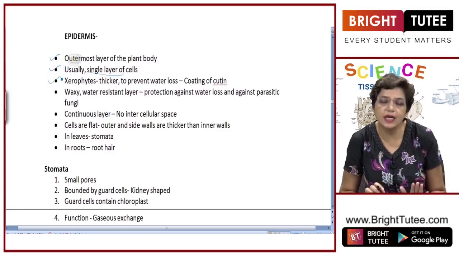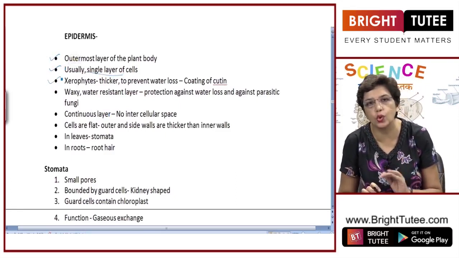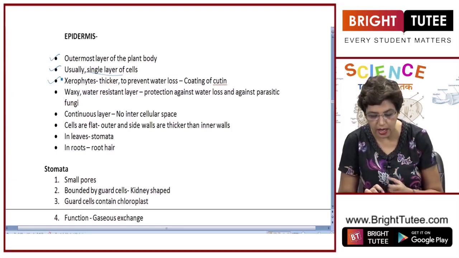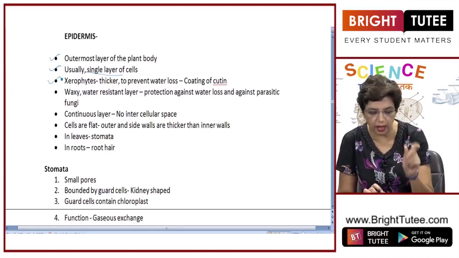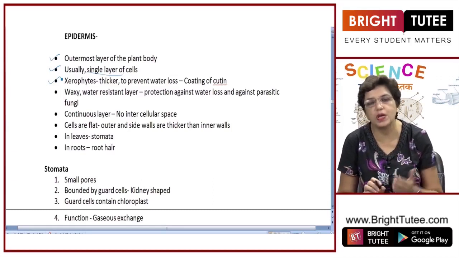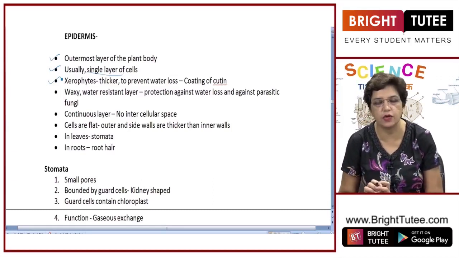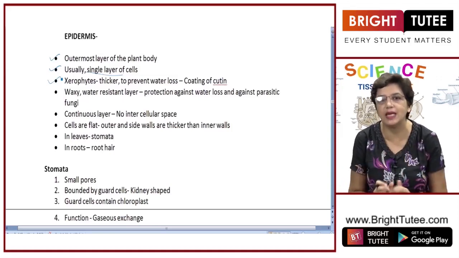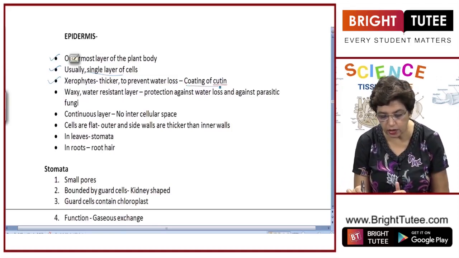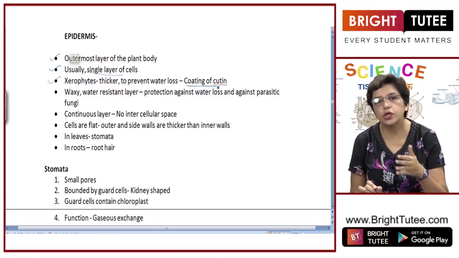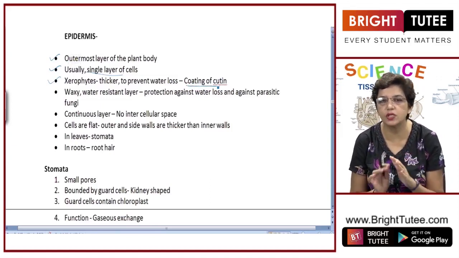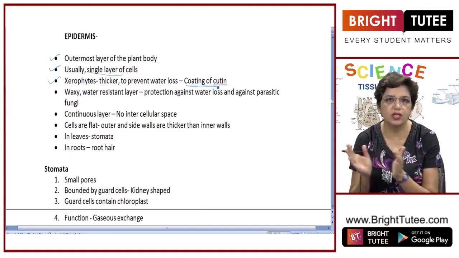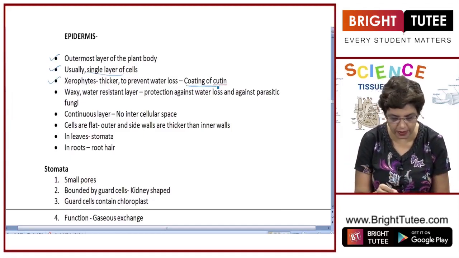In xerophytes, xerophytes means the plants which grow in the dry regions, like in deserts, for example, the cactus plants. In these, the epidermis is thicker to prevent water loss, because there is already so much scarcity of water. So the plant does not want to lose water. These epidermal layers are thick with a coating of cutin. The cutin is a waxy coating which does not allow the water to evaporate. So water is stored inside the stem and the leaves.